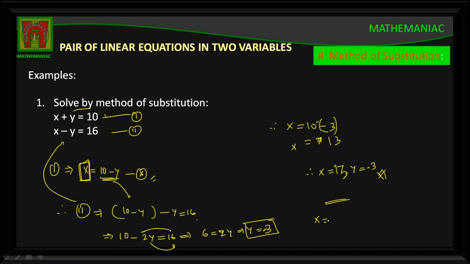So what is the solution for these equations? X equal to 13 and y equal to minus 3. That's all, right? Move on to the next.